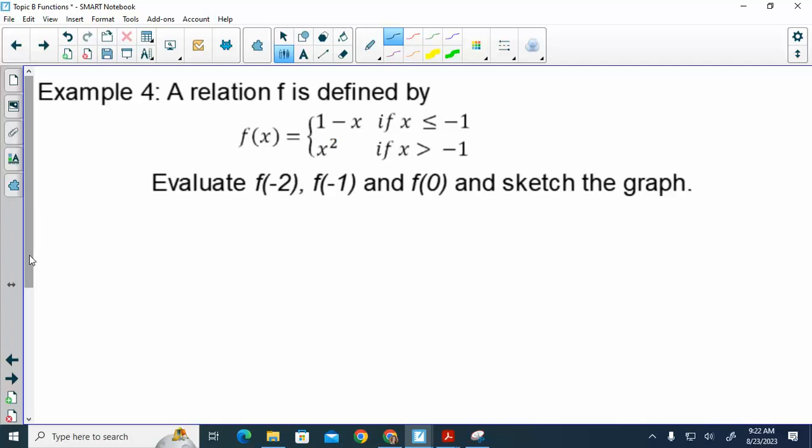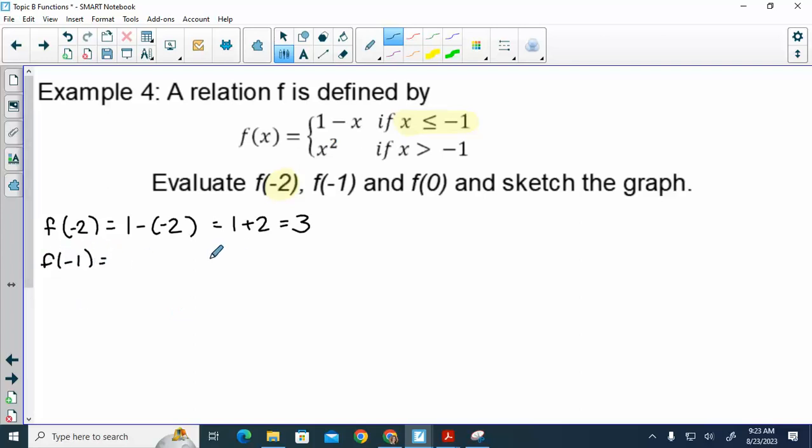All right, so here's an equation. I want to find f of negative 2. This is a piecewise function. How do I know which one to plug it into? So negative 2, isn't that less than or equal to negative 1? So I plug it into the first one. So 1 minus negative 2. And I get 3.